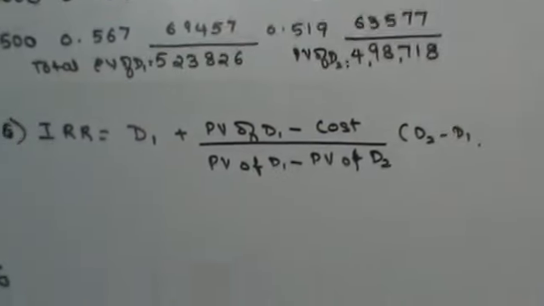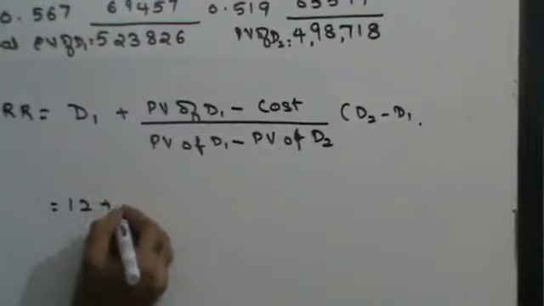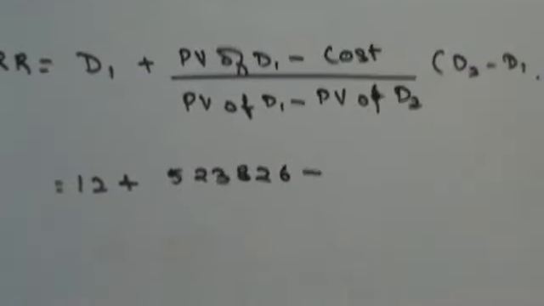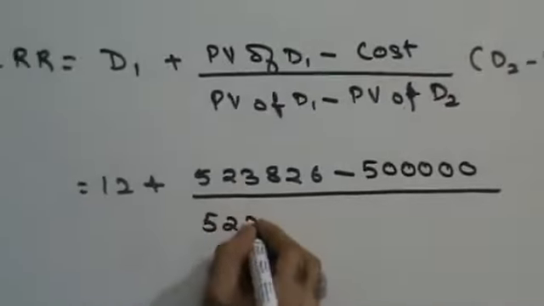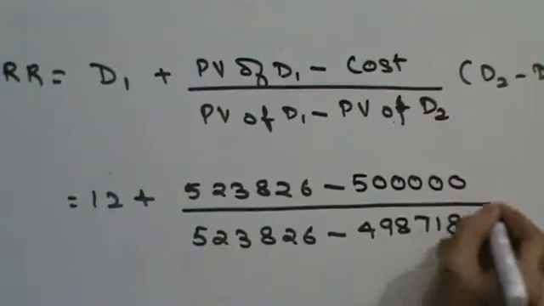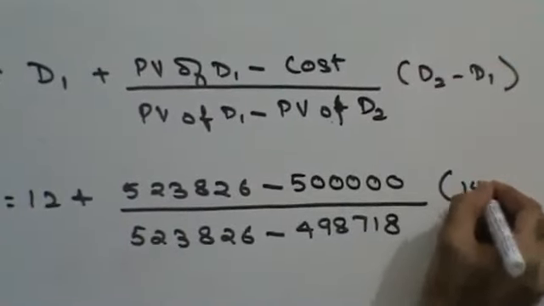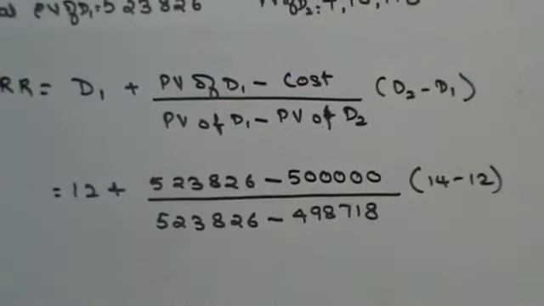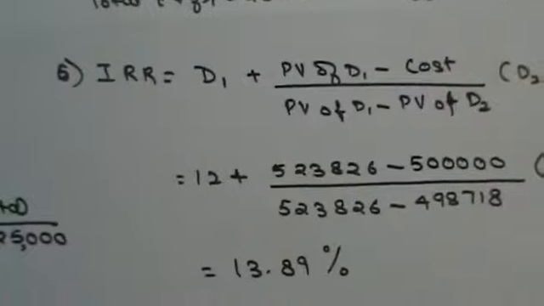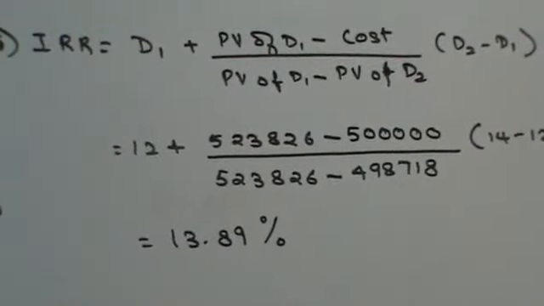So your D1 is 12 plus PV of D1, 5,23,826, minus original cost 5 lakhs, divided by PV of D1, 5,23,826, minus PV of D2, 4,98,718, into D2 minus D1, that is going to be 14 minus 12. Right? So when you solve this, you will get this answer as 13.89%. Approximately you will get this answer. So your internal rate of return is 13.89%.